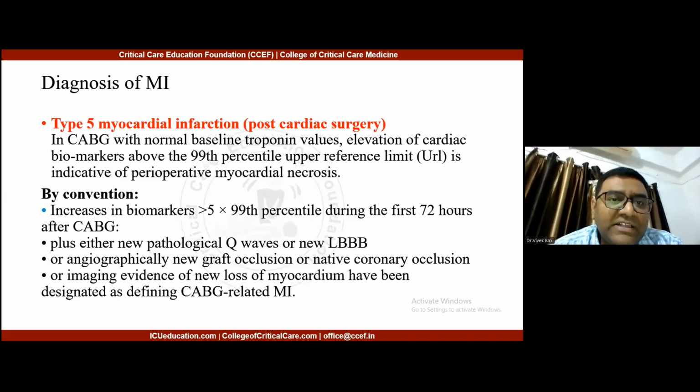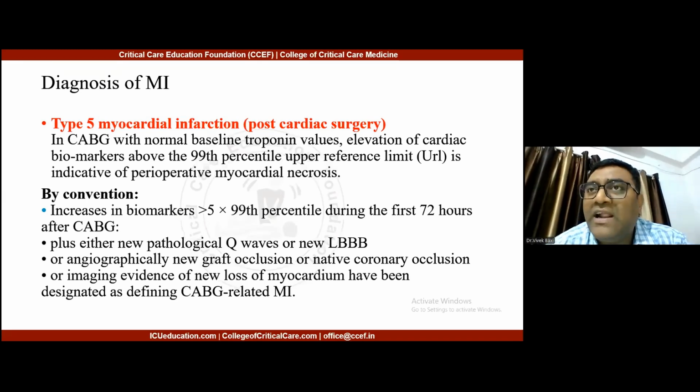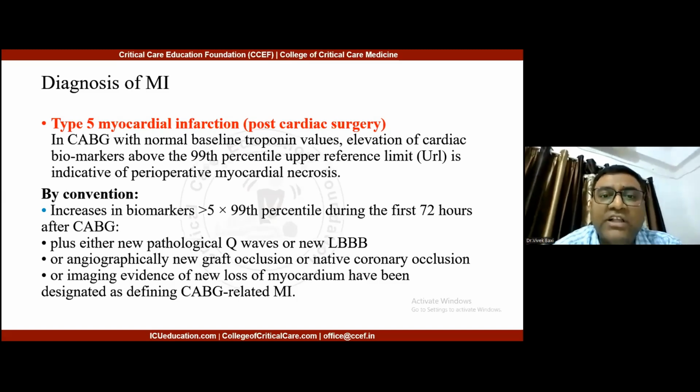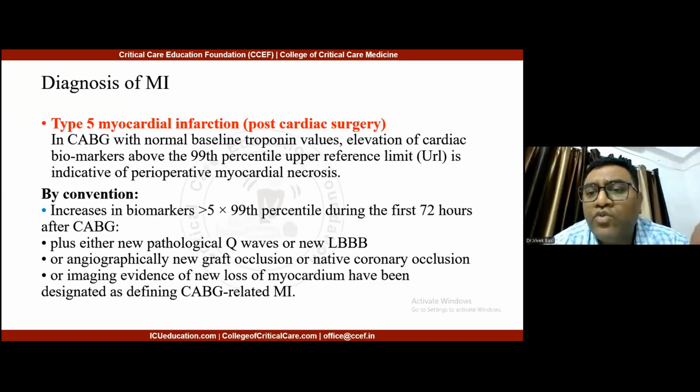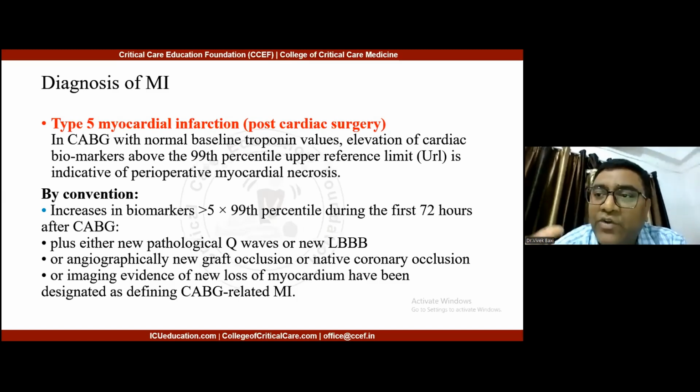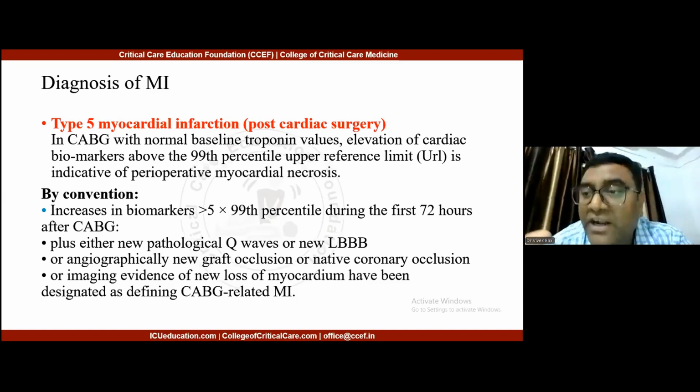Diagnosis of MI. The AHA and the European Heart Association came up with a classification of myocardial infarction. They call it type 5 myocardial infarction. This is post cardiac surgery myocardial infarction. As ma'am said, it is very difficult to find out with cardiac biomarkers, CKMB, troponin, highly sensitive troponin, because of the high handling of the heart during the surgery. It is going to be very difficult to diagnose.